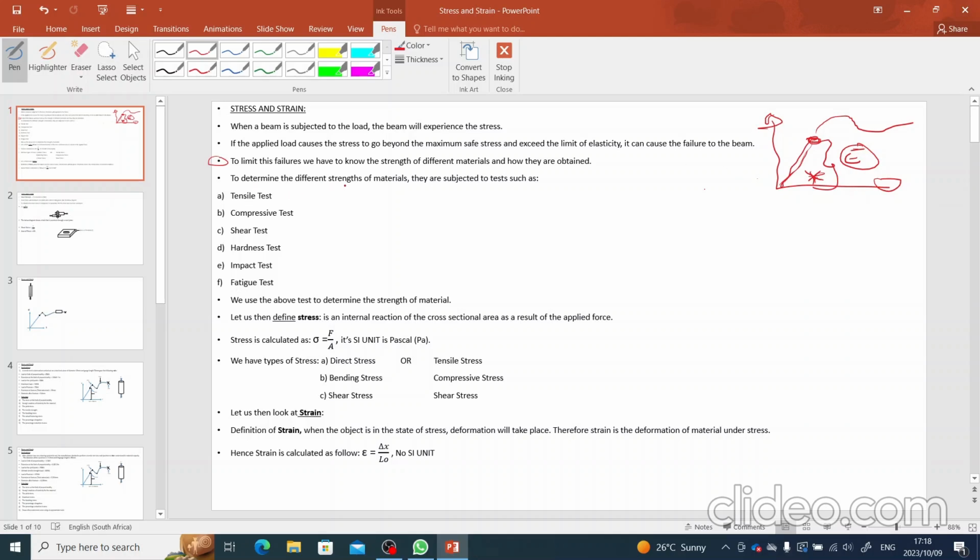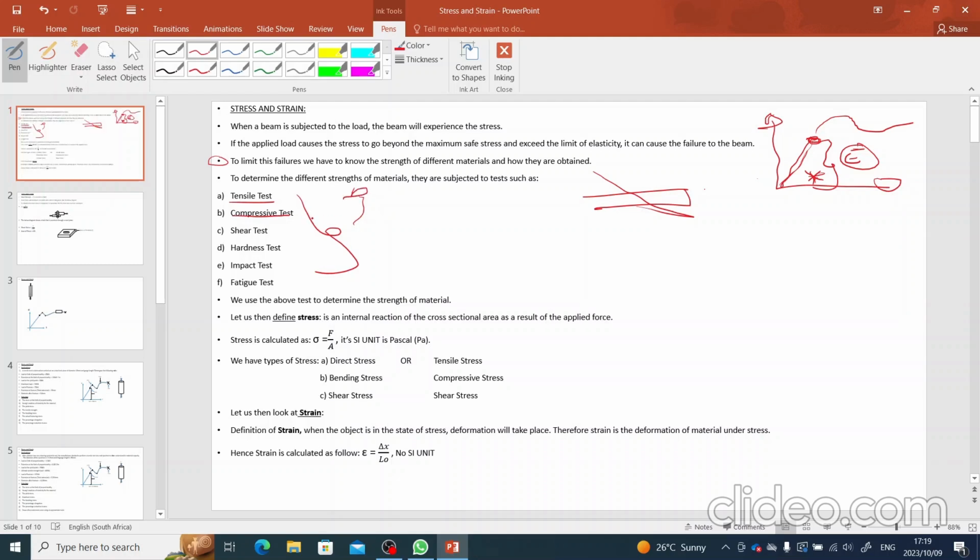To determine the different strength of materials, they are subjected to tests such as, in the first video I've already indicated, the tensile test and the compressive test, which are one and the same thing. Then you are having the shear test. The shear stress, obviously, is where you have force cutting your beam into two. Then you are having the hardness test, the impact test, the fatigue test. These are the tests that they will do in determining the strength of any material.